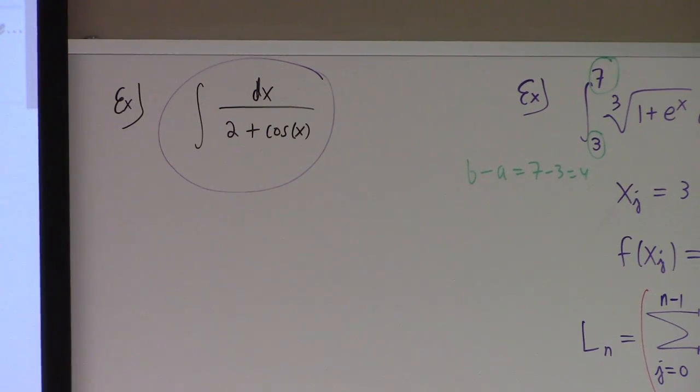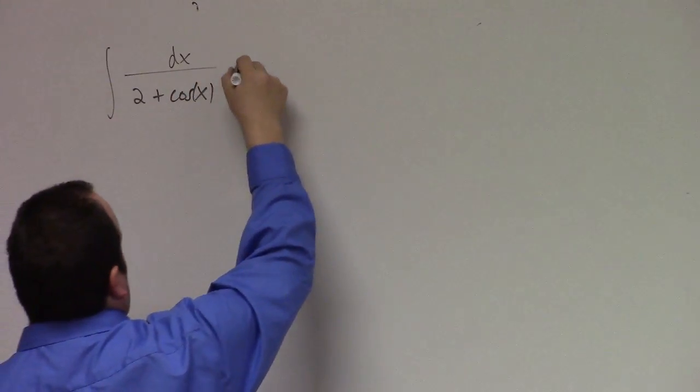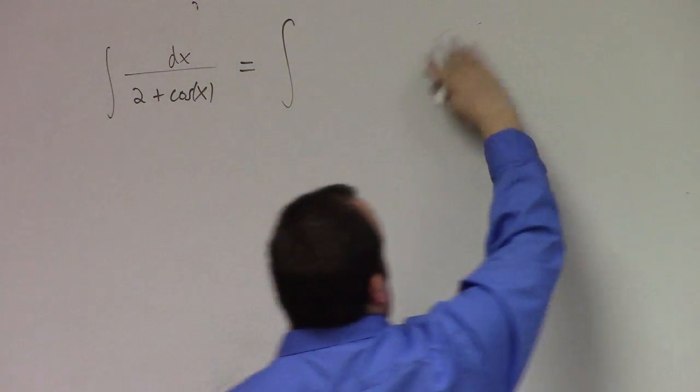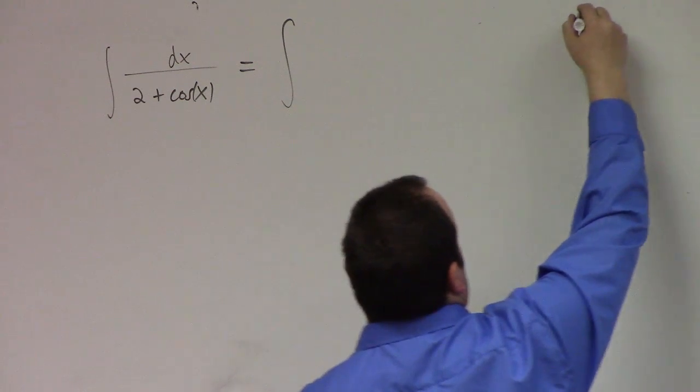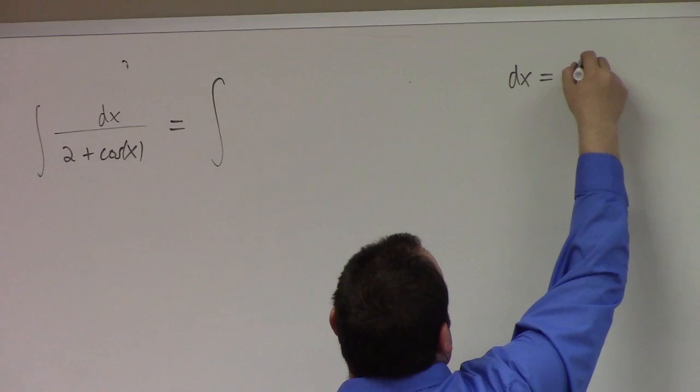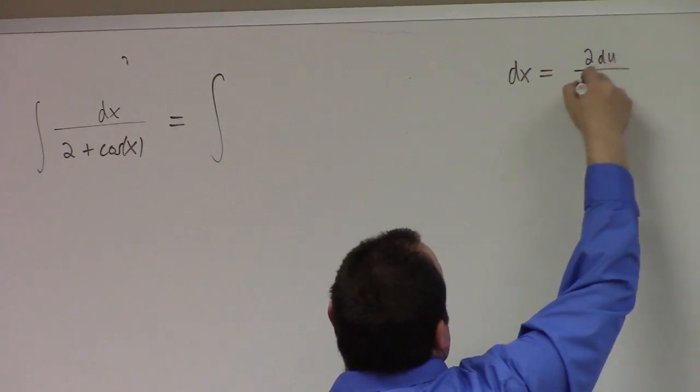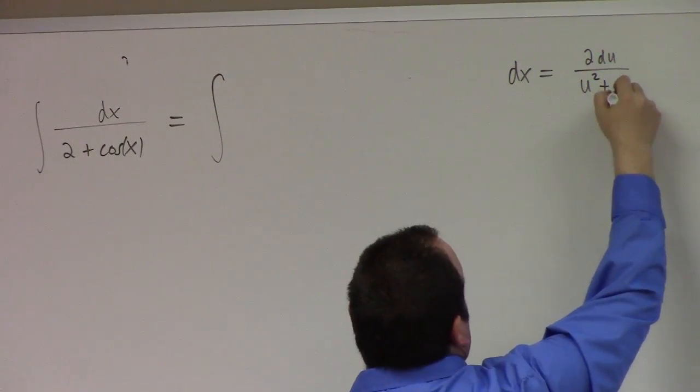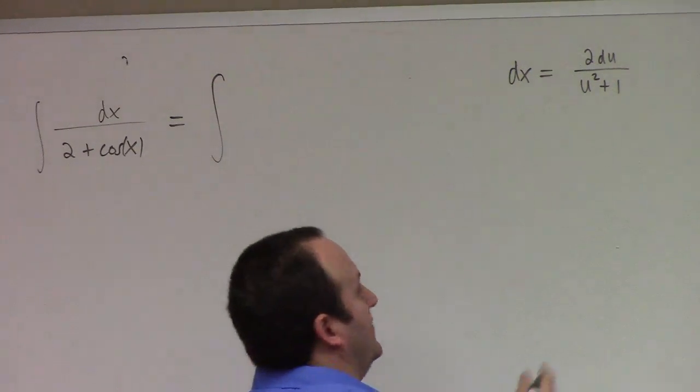So we got the integral of dx over 2 plus cosine x. Now tell me the correction to the Weierstrass substitution. What was it? dx is 2 du over u squared plus 1. So I was missing the 2 yesterday? Is that right? Okay, very good.